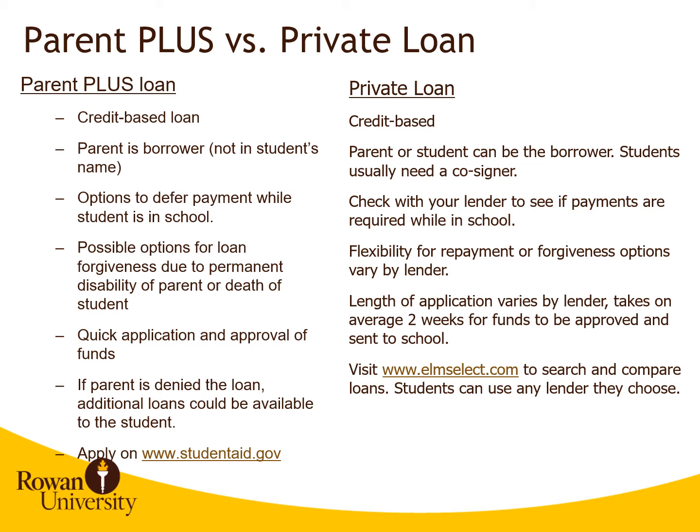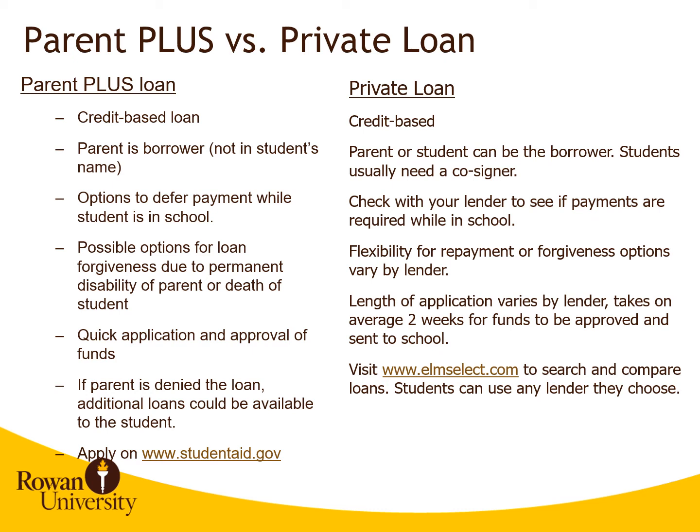A private loan usually has the student on there as the primary borrower, and a parent or really any other creditworthy adult could co-sign. Typically, these loans do have options to defer the payments while the student is in school. This can vary based on your lender if you go with a private loan. So just check as you're doing your research and seeing what your options are in regards to payments while the student is still in school.